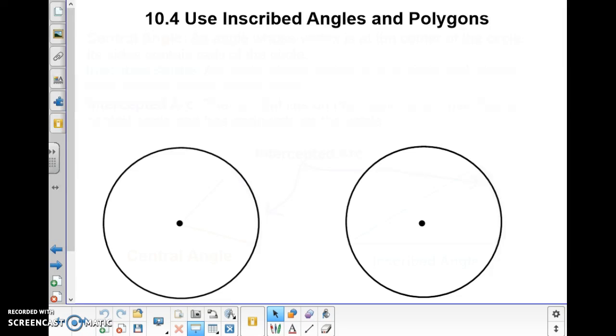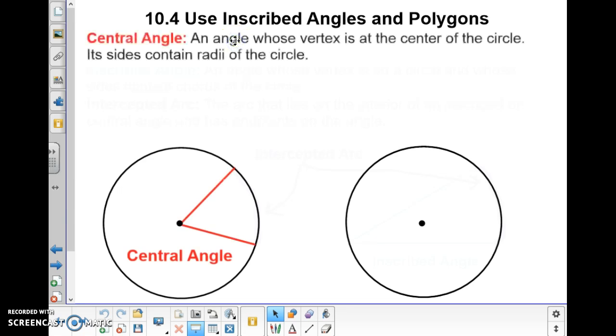Hey guys, this video is going to be talking about inscribed angles and the relationships with circles. In the previous lesson, we talked about what a central angle was. Just to recap, a central angle, very simply, is an angle whose vertex is at the center of the circle. So the key to take away from that in terms of this lesson is the vertex occurs at the center of the circle. That's what we call a central angle.